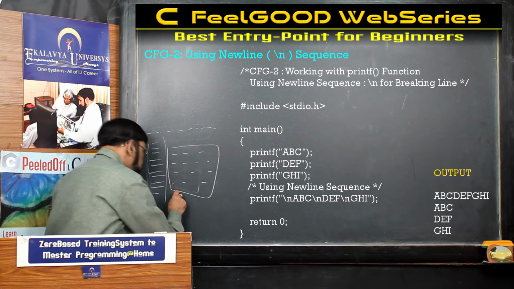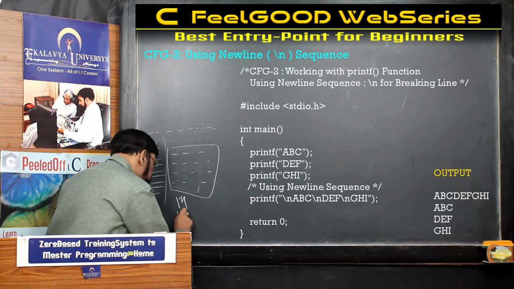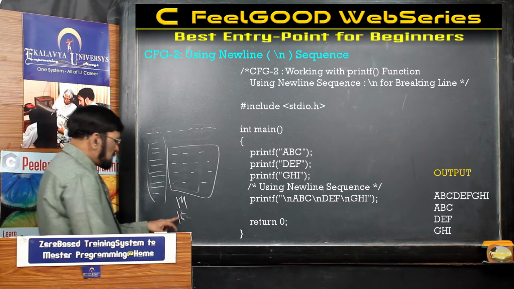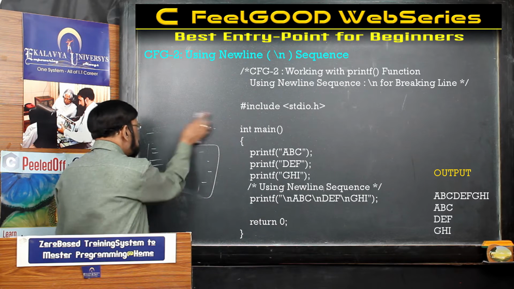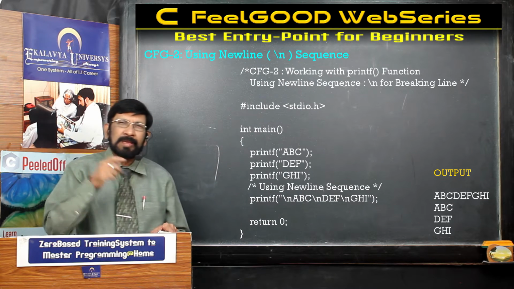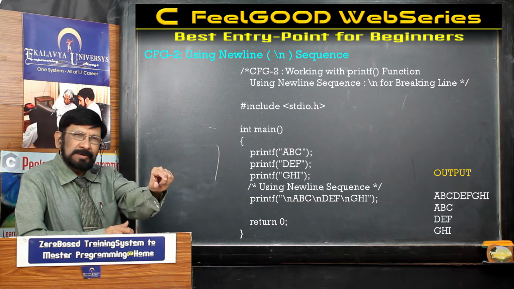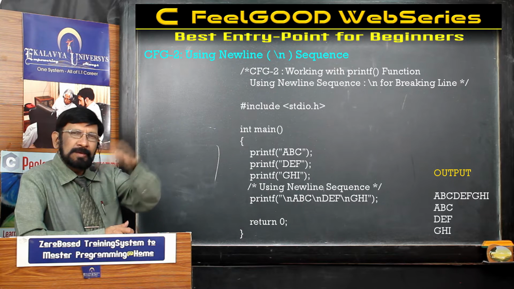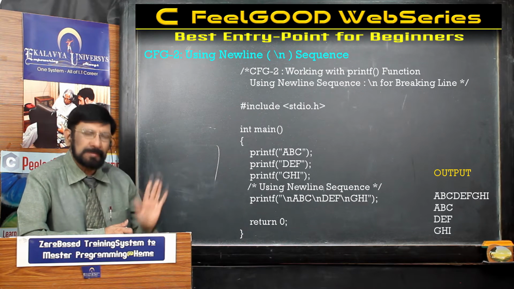For breaking purpose, we use a newline sequence. For placing purpose, we use horizontal tab. Horizontal tab means backslash and t. In this program, I explain about the newline sequence, that is a line breaker, and in the next program, I introduce horizontal tab. With this, not only producing a result, using printf only, you can write a result in a formatted manner. That is the purpose of that.